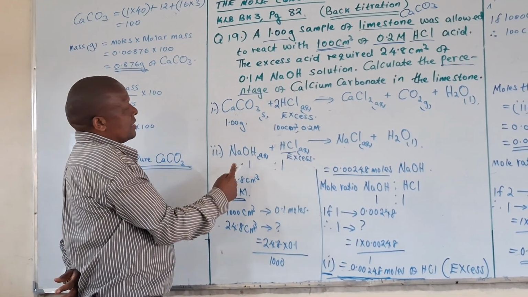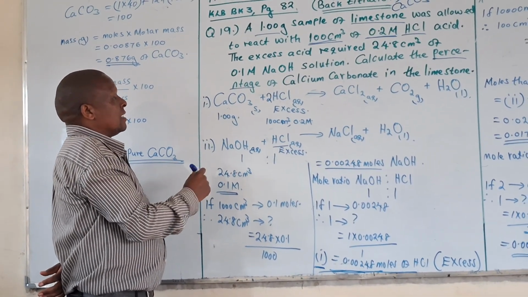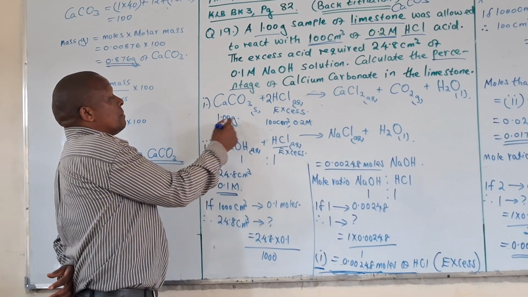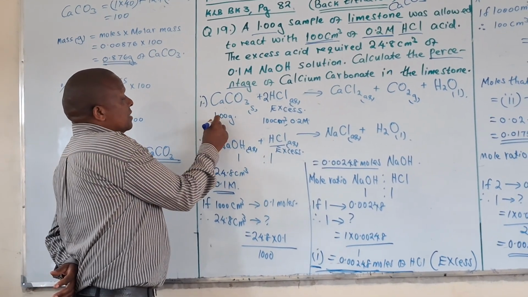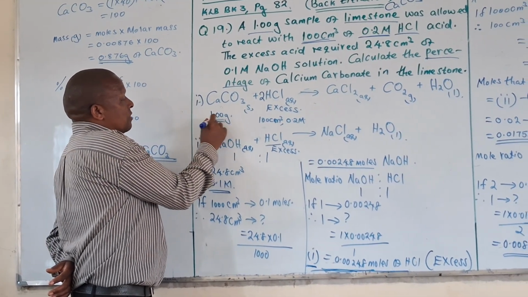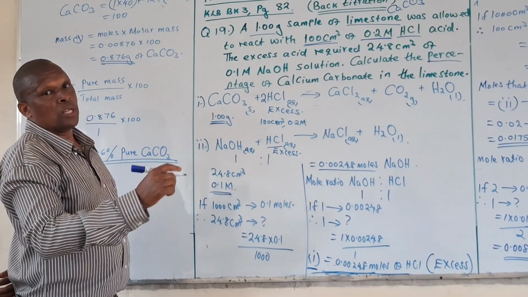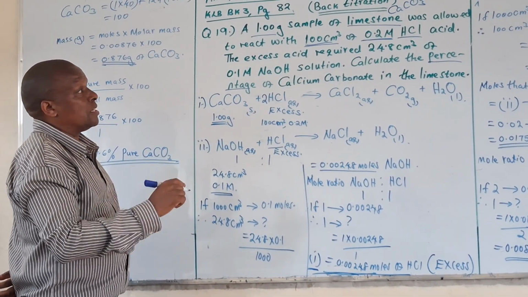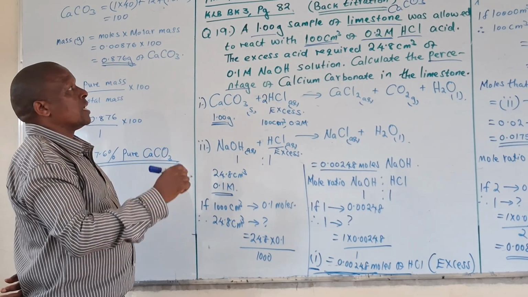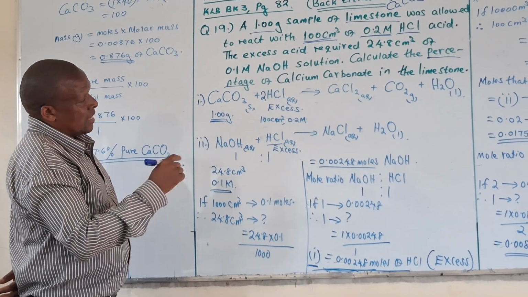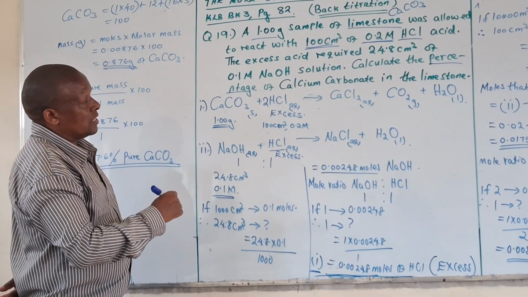So when we got the mass, we divide by the mass, which is this one, and then we multiply by 100. We get the percentage purity of the percentage of calcium carbonate that reacted with hydrochloric acid. That is the end of this lesson.